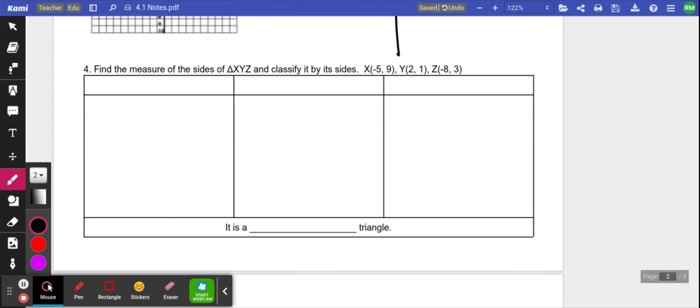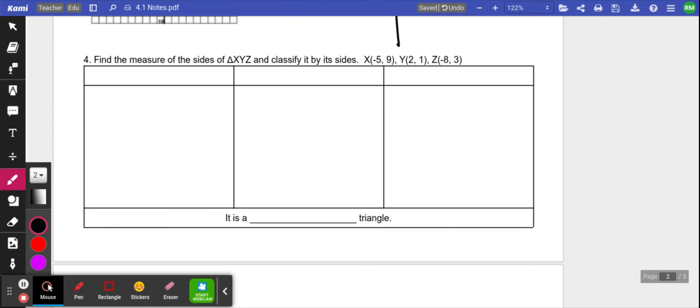And last but not least, sometimes we're not going to be given a graph, and it might just say, find the measure of the sides of the triangle and classify it by its sides. So we need to know if it's scalene, isosceles, or equilateral. We need to find the distance or the length of each side by using the distance formula. So in this first bracket, I would probably do points X and Y, find the distance there. And in the next one, find the distance between Y and Z. And then last but not least, the distance between X and Z.